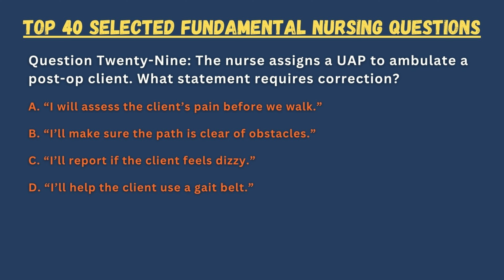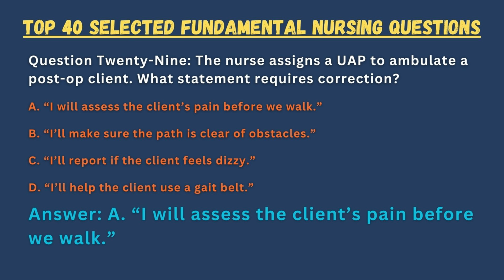A. I will assess the client's pain before we walk. B. I'll make sure the path is clear of obstacles. C. I'll report if a client feels dizzy. D. I'll help the client use a gait belt. Answer: A. I will assess the client's pain before we walk.